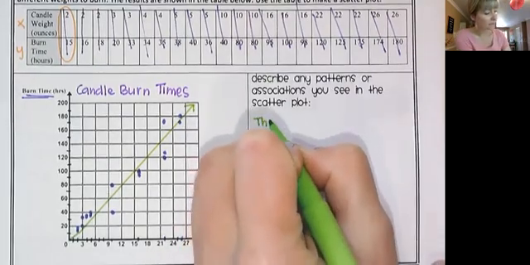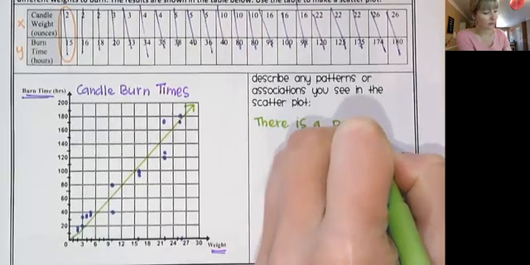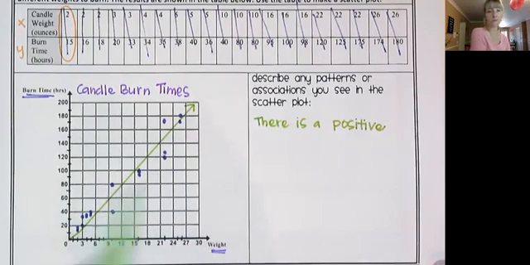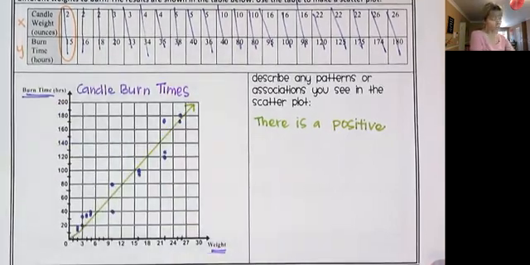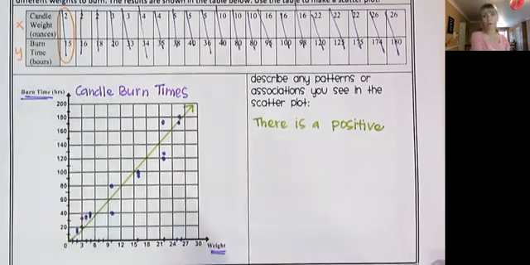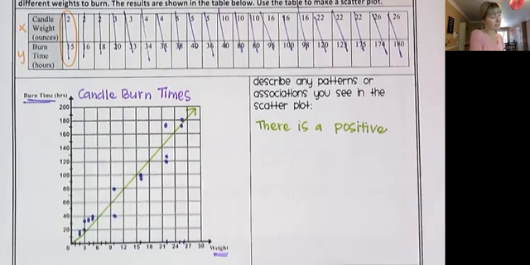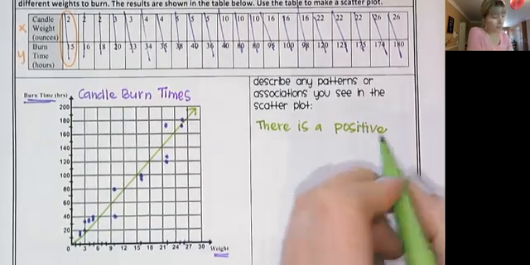There is a positive, that word is still very important. Remember, that means as one variable goes up, so does the other. I see this upward trend like a positive slope. What that means is the more the candle weighs, the longer it burns. As one goes up, so does the other one. That makes sense. The more it weighs, the more wax there is for it to burn through and makes it last longer.